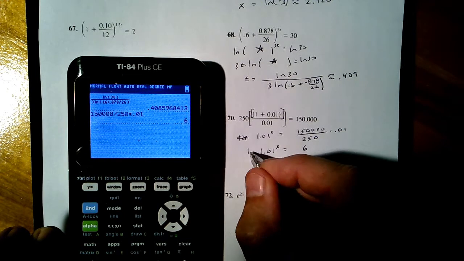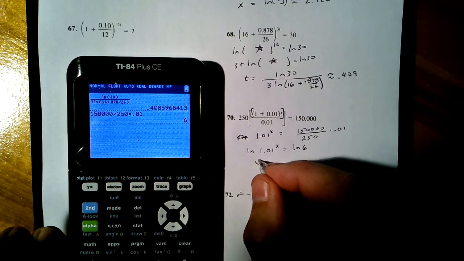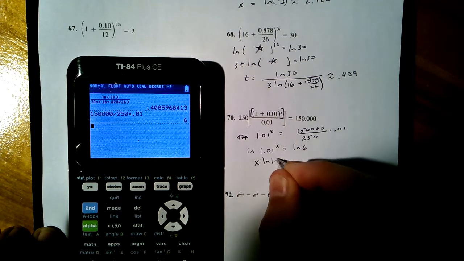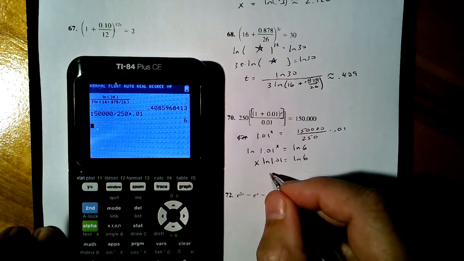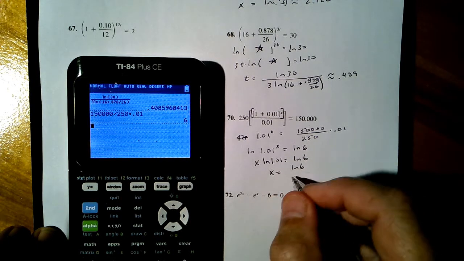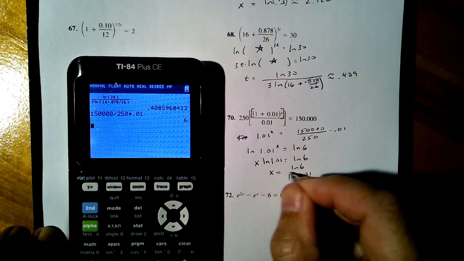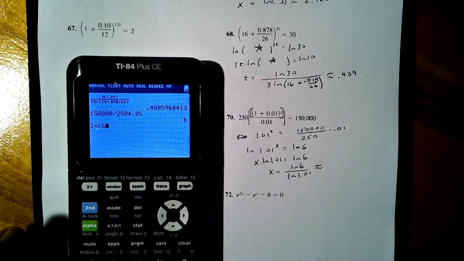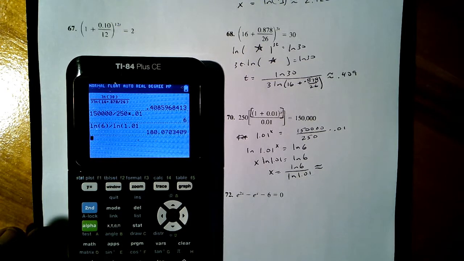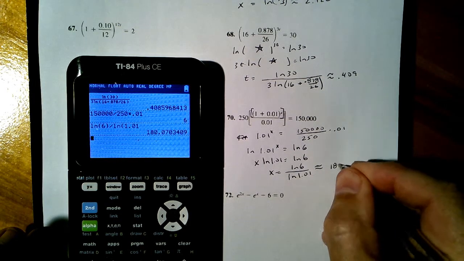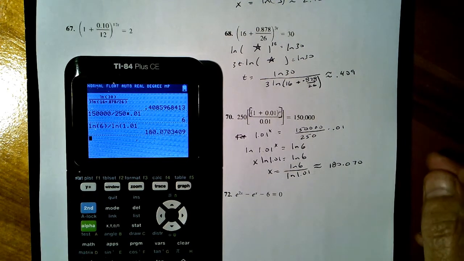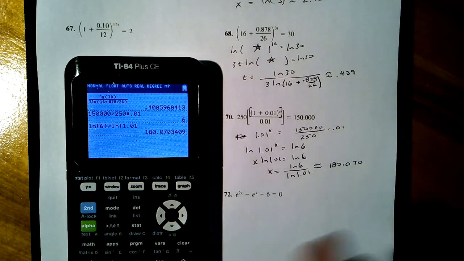So if I take ln of both sides, I get x, property 3, pull it out in front, ln 1.01 equals ln 6, or I get x equals ln 6 on ln 1.01. So ln 6 divided by ln 1.01, and we get approximately 180.070. All right.